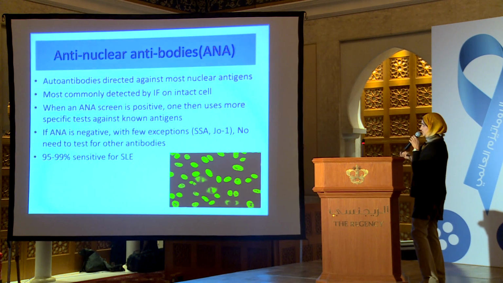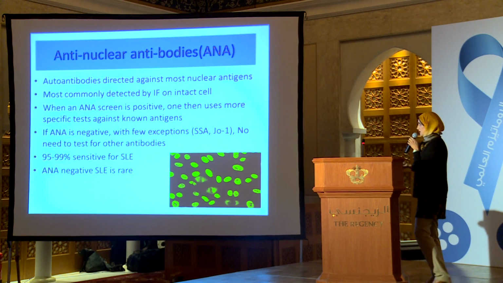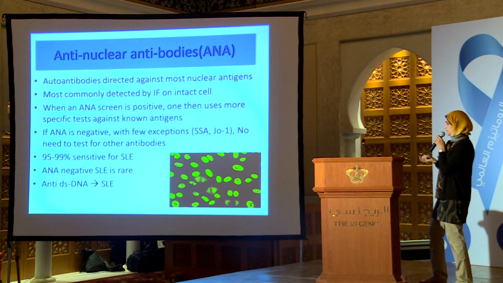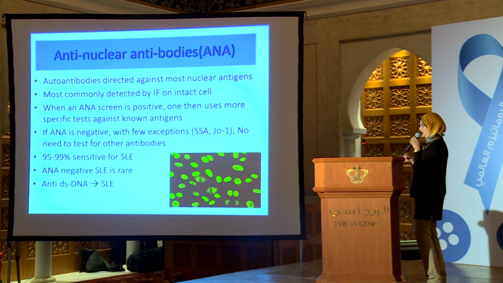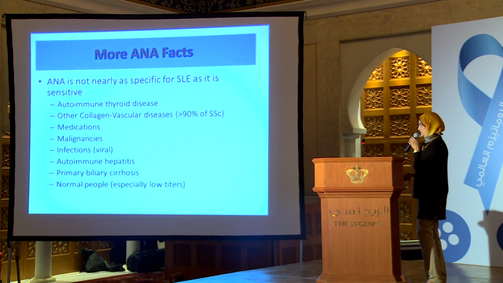ANA has a sensitivity of 95 to 99% for lupus, but please keep in mind that it is only one of the 11 ACR classification criteria for lupus, and it is also one of the new SLICC criteria for lupus as well. ANA-negative lupus is rare, but it can be seen in up to 5%. And please remember that anti-double-stranded DNA is the more specific test for lupus, and this is the one that can be repeated to follow the disease activity.